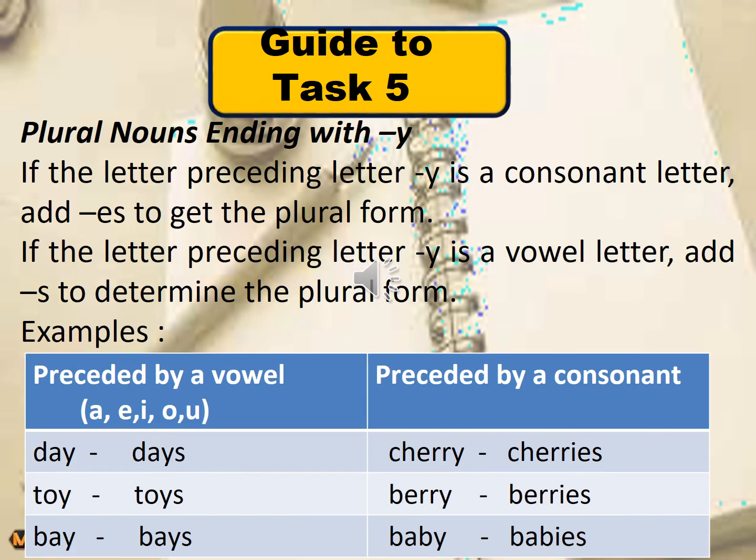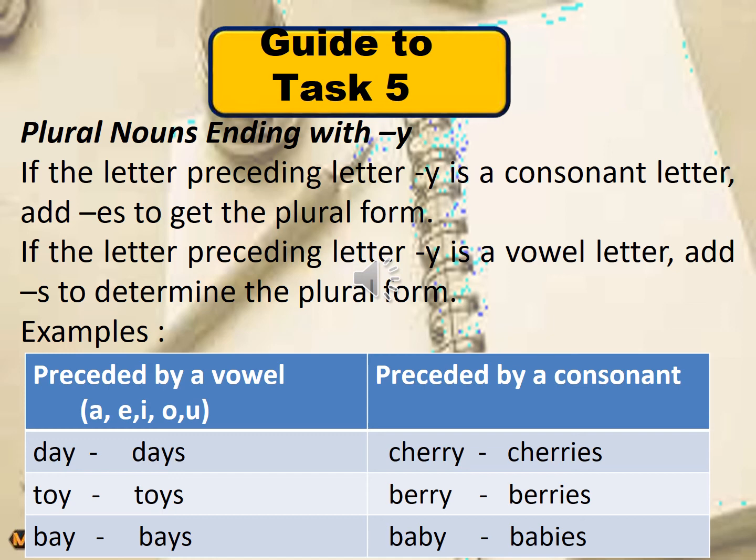Another guide for task 5, plural nouns ending with Y. If the letter preceding letter Y is a consonant letter, add ES to get the plural form. And if the letter preceding letter Y is a vowel letter, add S to determine the plural form. Examples. So preceded by a vowel sound, a, e, i, o, u, like day, the word day, it ends with Y. And what letter comes before letter Y? It's letter A. So you will just add S.